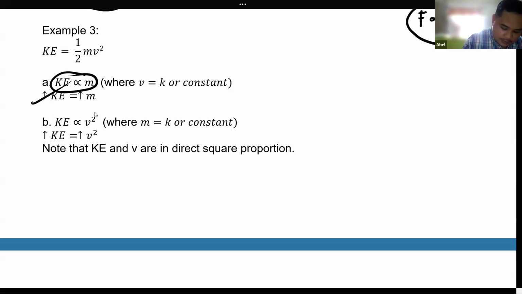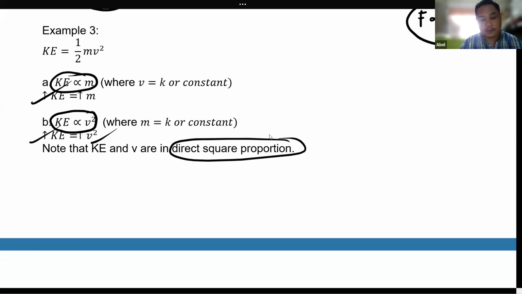Now, how about this concept? KE is also directly proportional to v squared, wherein m is constant. Note that an increase in KE will also increase the velocity. Note that KE and v are in a direct square proportion. They are not in direct proportion alone, but they are in direct square proportion.